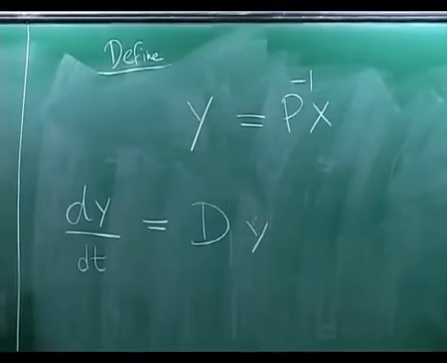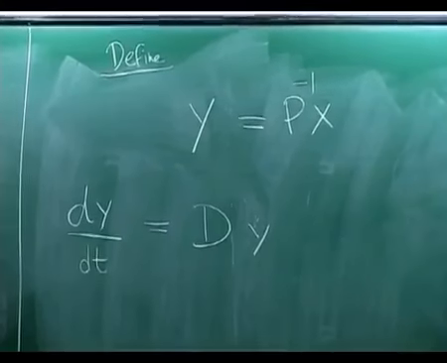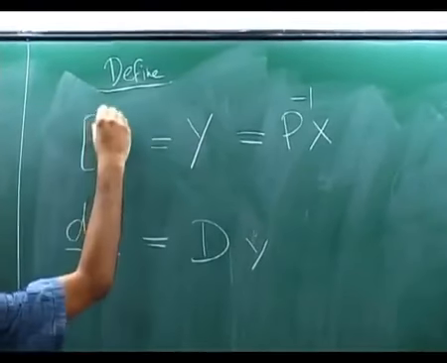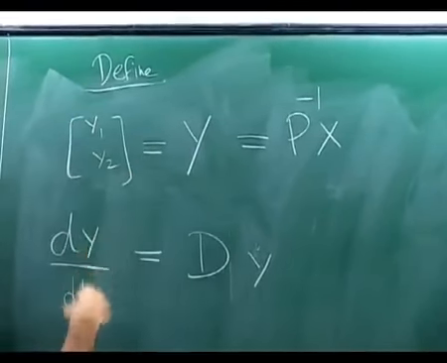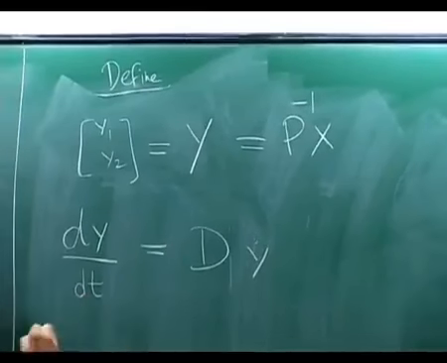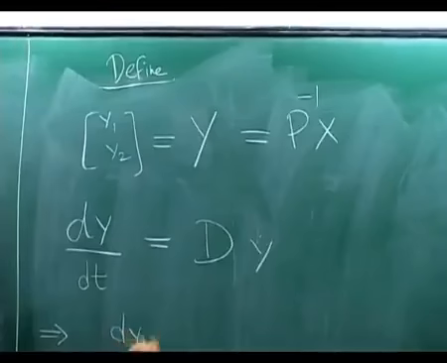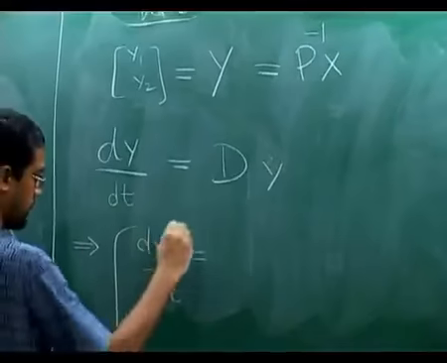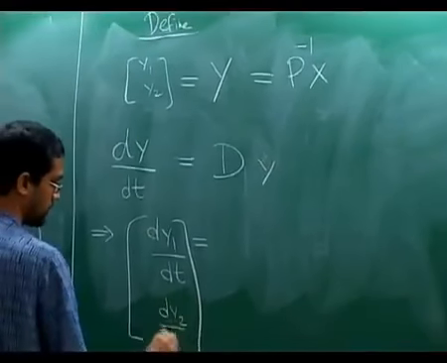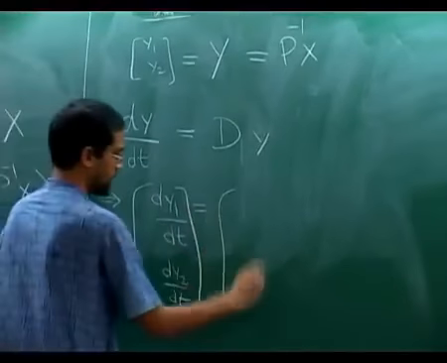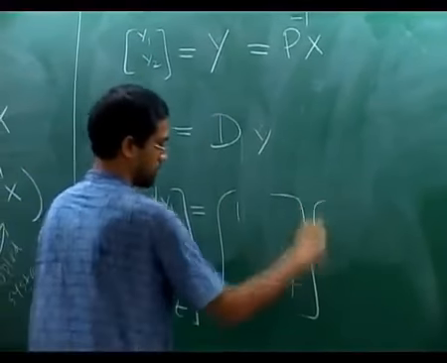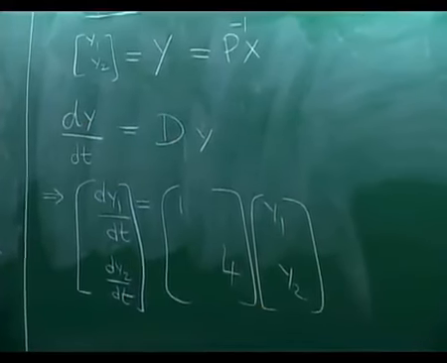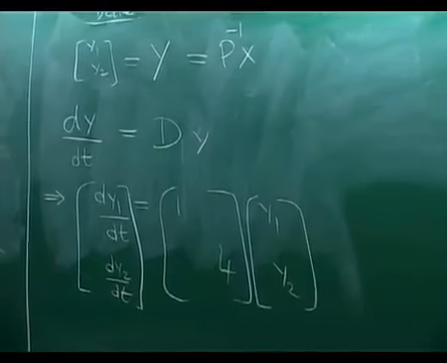Okay, my equation now becomes dy by dt equals diagonal matrix times y. Let's write this out fully. When I say y, there are two components, so now I will expand this equation out in terms of the two components. This means dy1 dt, that's the first component, dy2 dt, that's this. D is the matrix consisting of 1 and 4.